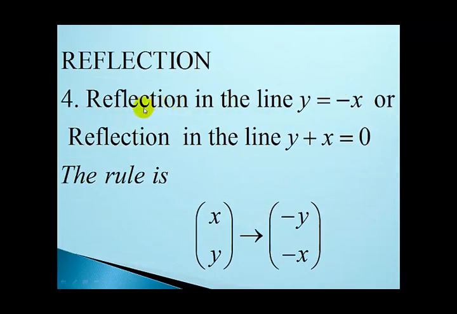Now we have reflection in the line y equals minus x, or reflection in the line y plus x equals 0. The rule is xy maps to minus y, minus x. That means that the positions are interchanged. The y goes up and the x comes down, but both the y and the x are negated. That is the rule for reflection in the line y equals minus x, or reflection in the line y plus x equals 0.